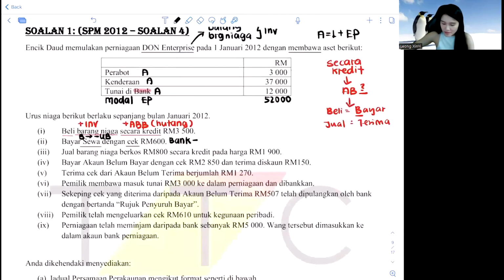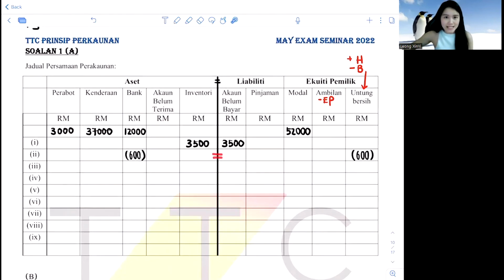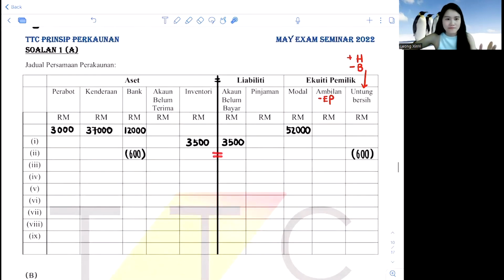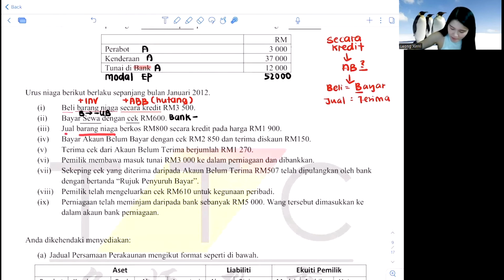Okay, so we go to the table and put in, yeah, bank bracket 600. Untung per se, also bracket 600. Done. See, balance. We have both sides to be both negative 600. That is okay, just as long as they are the same figure. Together negative, together positive. Sure. All right, now we go to the third point. Third point, jual barang niaga berkos 800 secara kredit pada harga 1,900.